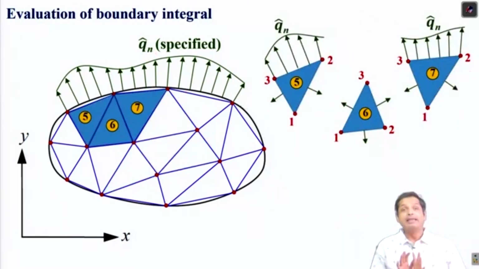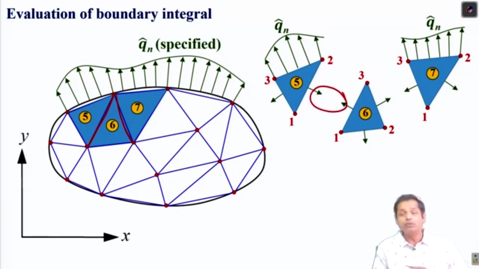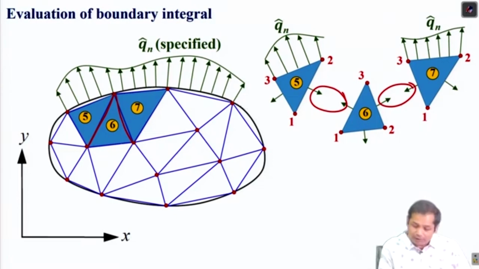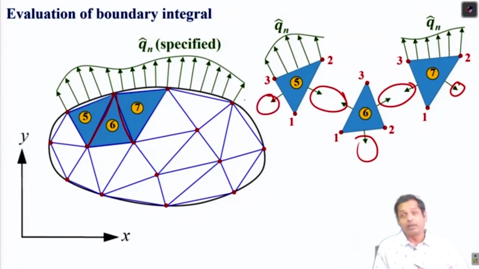For instance, if we take these 3 elements 5, 6, 7, these are the boundary elements, right? Now, if you take element number 5, first take element number 6. Element number 6, on this boundary and this boundary, this is an internal boundary. So these two will maintain an equilibrium. So these two will also maintain an equilibrium. Similarly, this boundary will also maintain equilibrium with some other element. These also will maintain equilibrium with some other element.